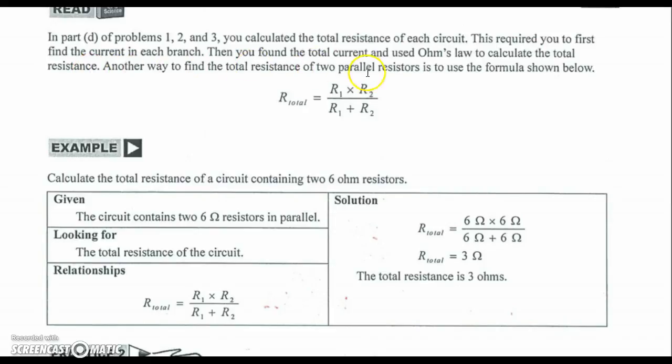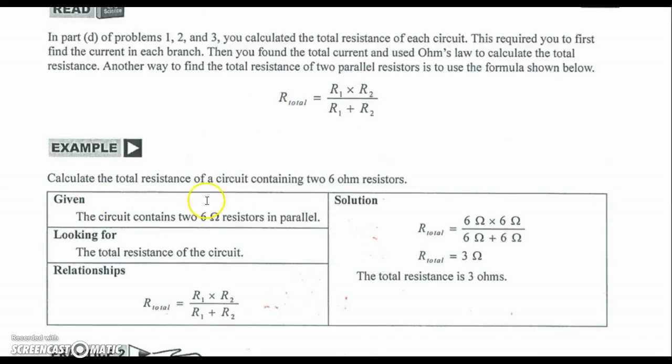Another way to find total resistance of parallel resistors is to use the formula that the total resistance is going to be the resistance in each branch multiplied together, divided by the sum of the resistors together. Now this is one way to do it. I'm going to teach you another way too.